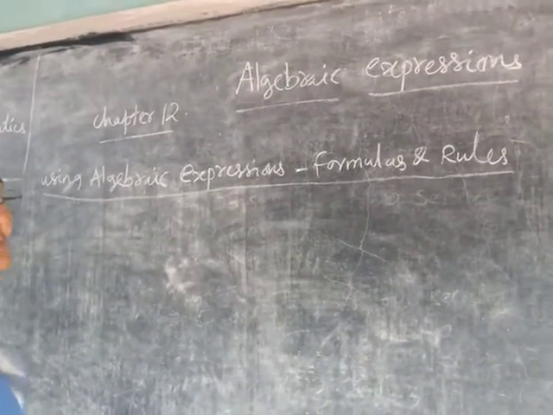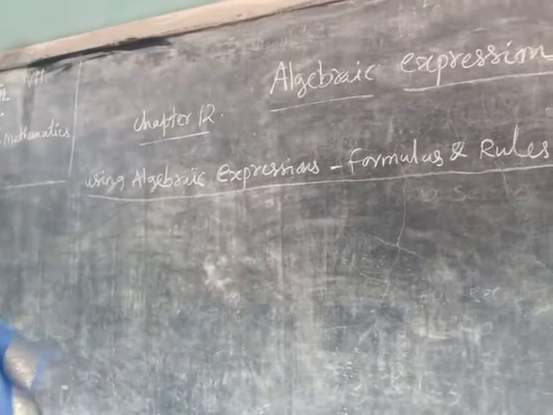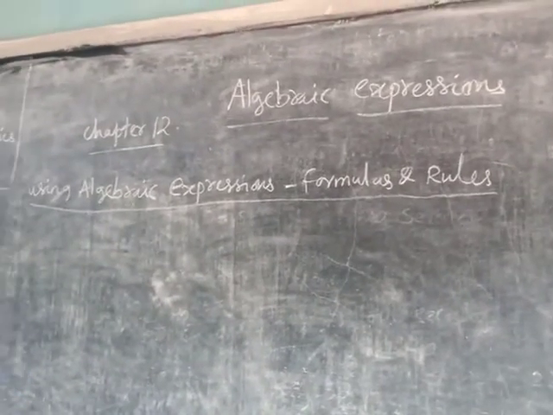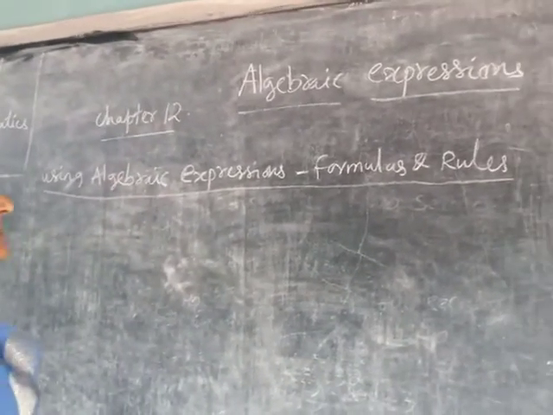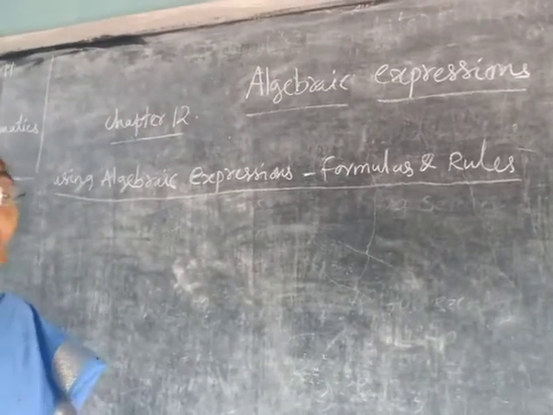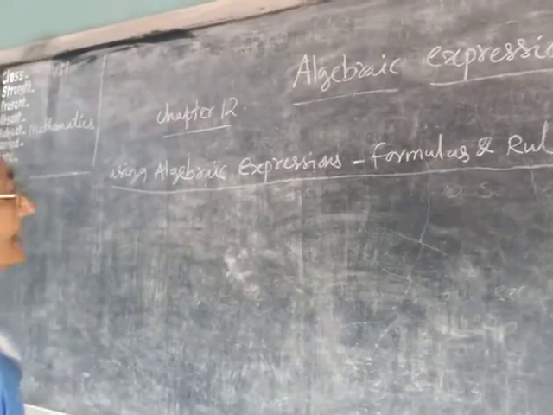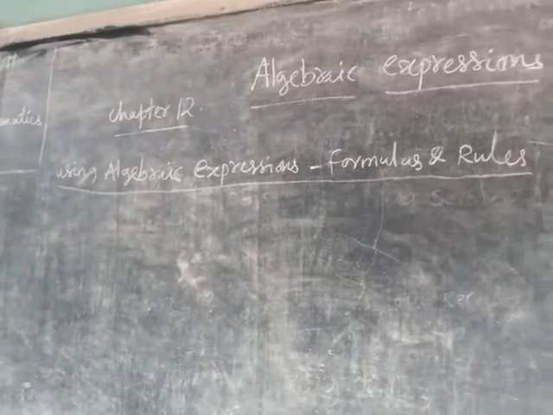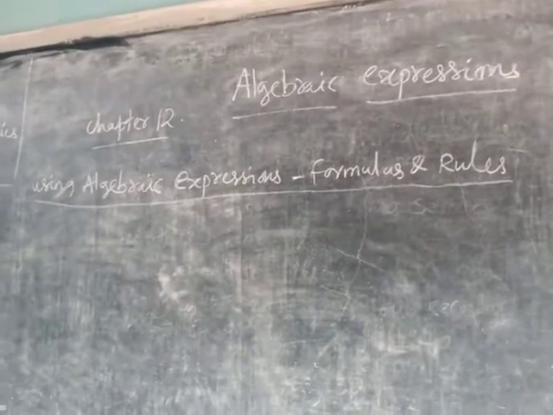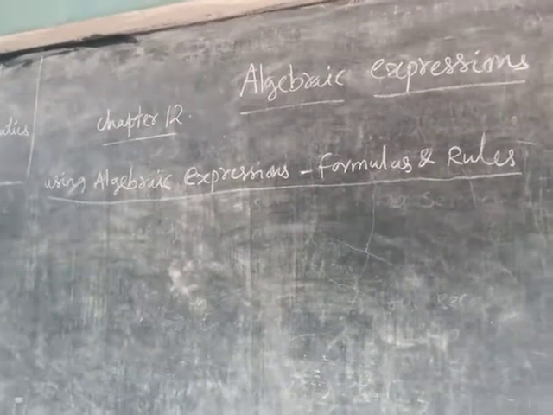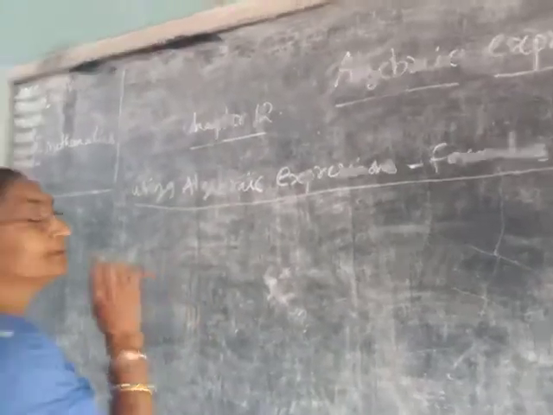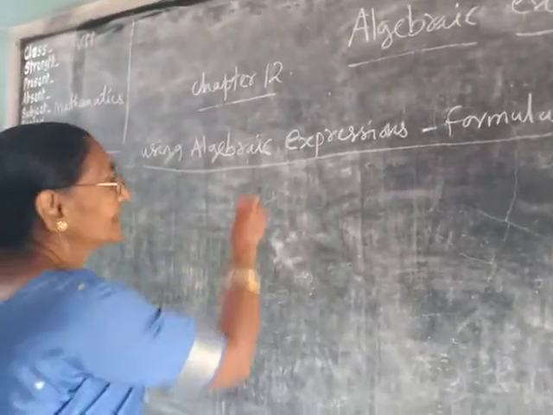Today we are going to study chapter 12, that is algebraic expressions. Today's topic is using algebraic expressions, formulas and rules. Suppose the perimeter of the equilateral triangle.